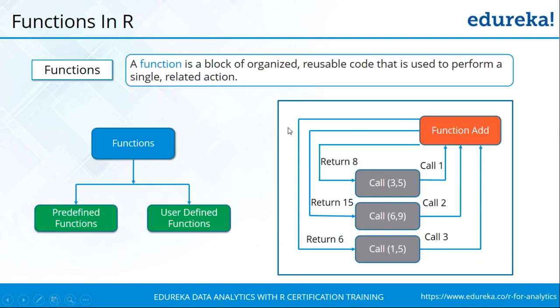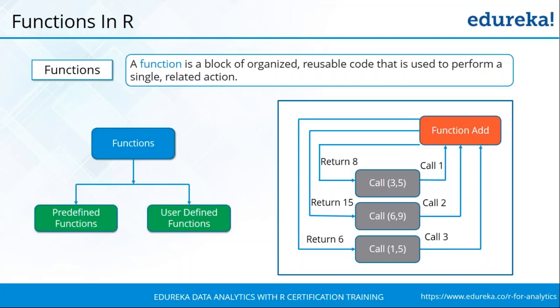Now with respect to the different types of function in R, there are mainly two types. The first is predefined function, which are already present in R and we have been using them. So a good example of that would be your print statement, your substring method that we have just seen, your paste method. So all these methods are already defined in R.